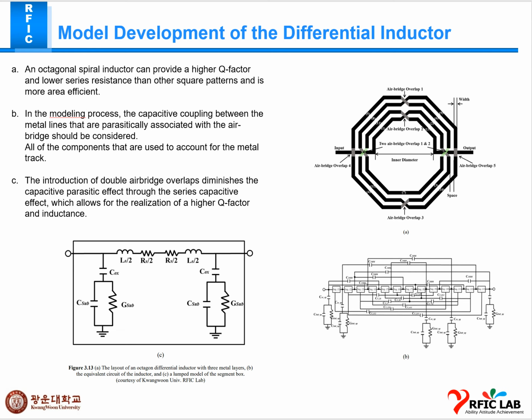In this modeling process, capacitive coupling between the metal lines that are parasitically associated with the air bridge should be considered. All of the components are used to account for the metal track. In the last figure is the proposed model of the segment box. In this, the double L bridge overlap dimensions create a capacitive parasitic effect through the series capacitive effect, which allows the realization of higher Q factor and inductance.